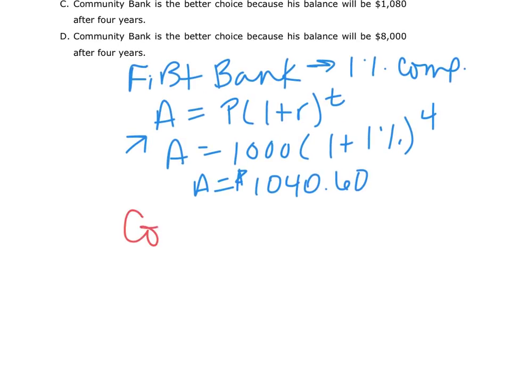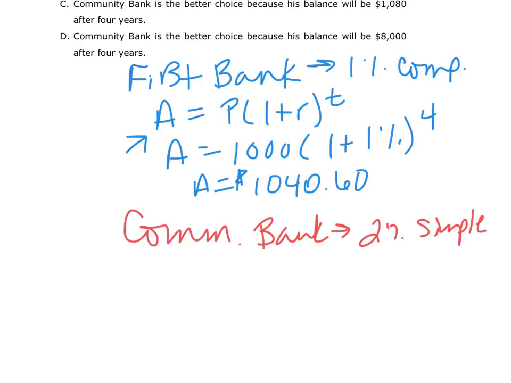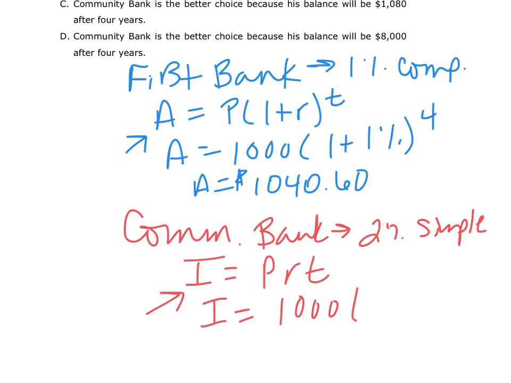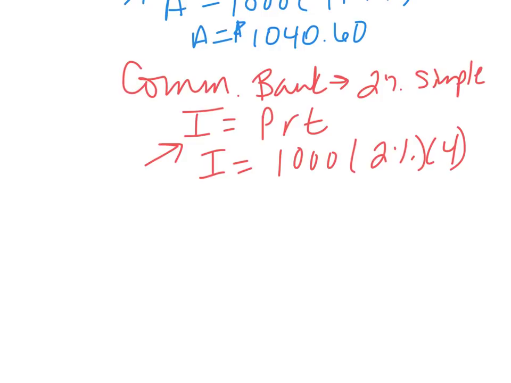So Community Bank charges 2% simple. Okay, so simple interest is this formula, and you notice that gives you just the interest. So to get the total amount, you're going to have to add. This gives you just the extra money that you earned. Okay, so my interest is, let's see, 1,000 times 2%, and again for 4 years. And that gives me $80. So that's my extra amount.